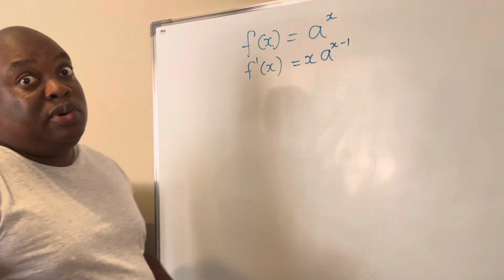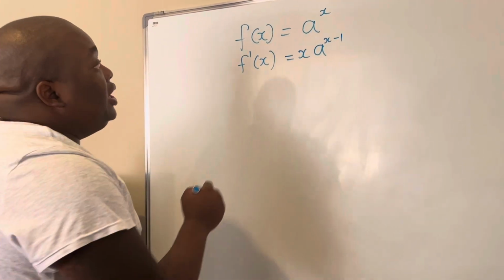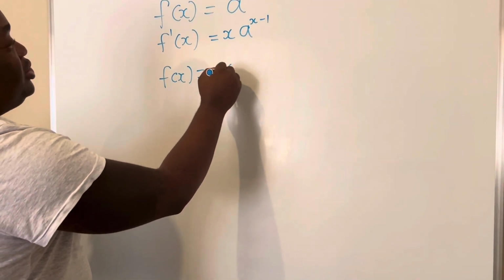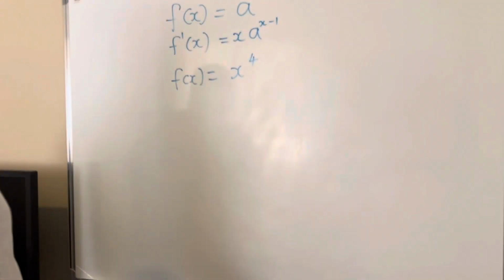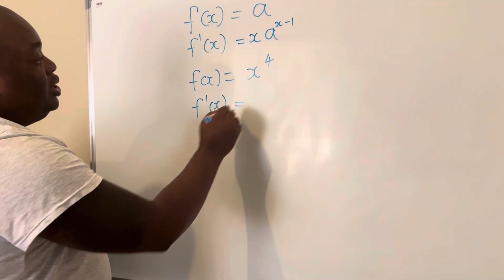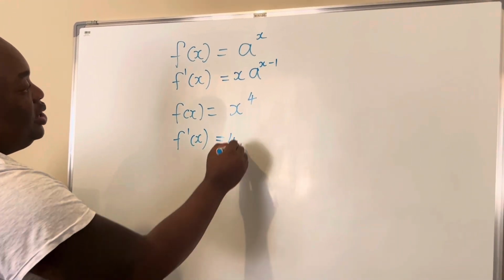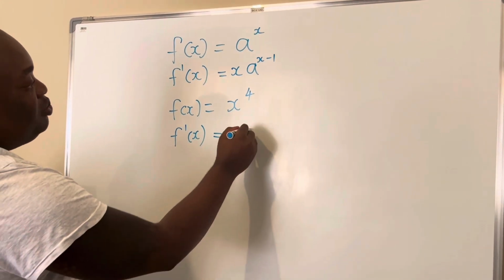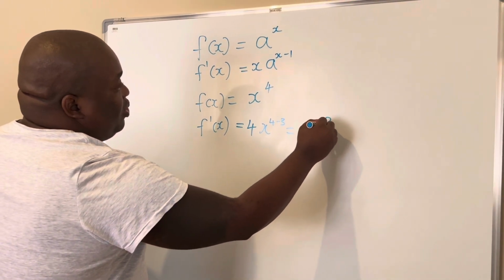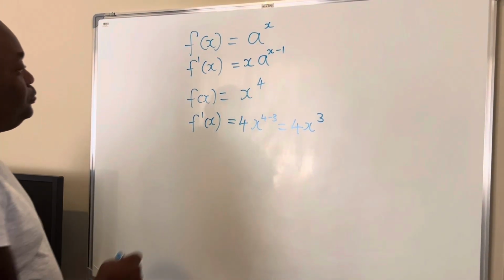So let's take an example applying this rule. Let's say you are given f of x is equal to x to the power 4. How do you differentiate to get f prime? You bring down the exponent, so it will be 4x, and you subtract a 1, so 4 minus 1 is 3, which makes it 4x to the power 3. So that's how you differentiate functions.